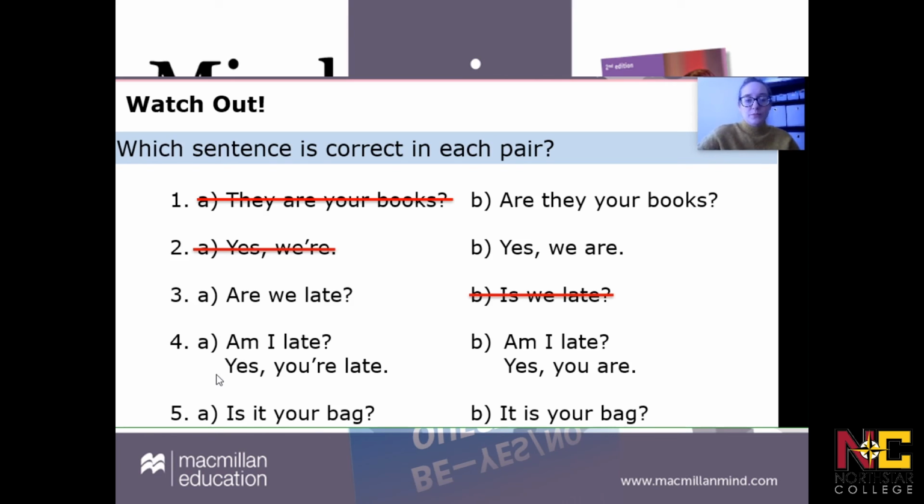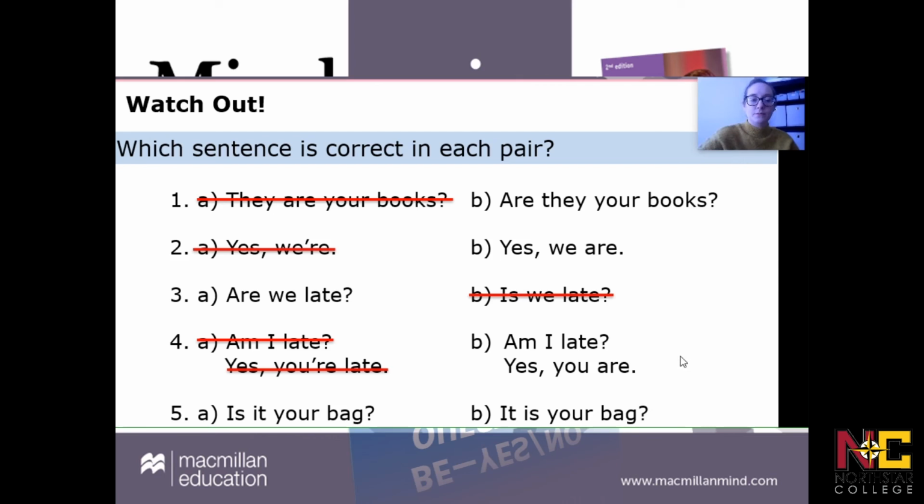Number 4, A, am I late? Yes, you are late. B, am I late? Yes, you are. Which is correct? B, am I late? The answer is yes, you are. You don't want to use a contraction here. And you don't need to say the word late again.